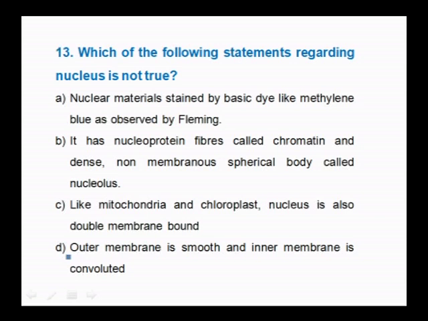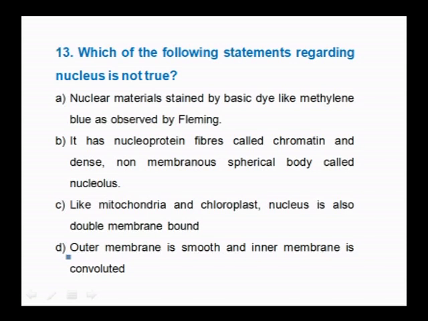So first option indicates that a scientist Fleming made use of a dye called methylene blue to color the nucleus, and nucleus is containing the DNA, therefore it is acidic and it is rightly stained by a basic dye. So option A is correct. Option B is reading like this: nucleoprotein fibers called chromatin is present, that is DNA, and the membraneless structure is nucleolus. Option C is right because all these 3 organelles including nucleus are double membrane bound.